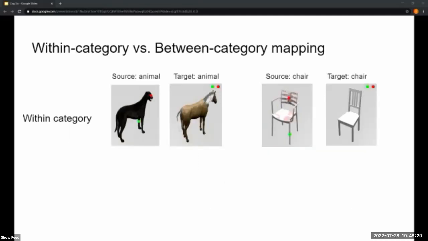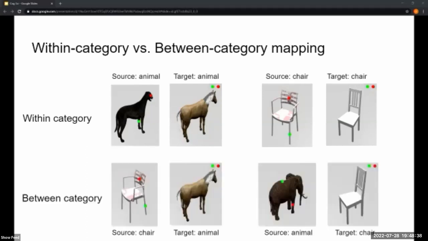All right, and we have two conditions. One is the within category condition, where the source image and the target image are from the same category. And we also have the between category condition, where the source image and the target image are from different categories. The within category condition we consider relatively easy for humans, because they share a lot of visual spatial information. And the between category condition is relatively hard, and we want to test human generalization ability.